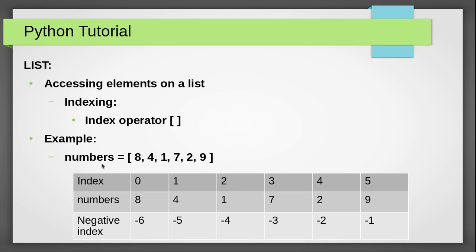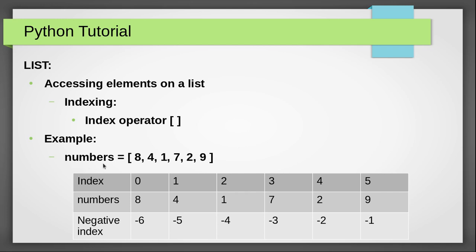And next one, accessing elements on a list. How are we going to access the data items from a list? Like strings, the operation is indexing. So using the index operator, the square bracket, we are going to access the data items from a list.